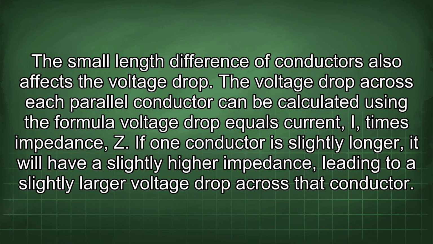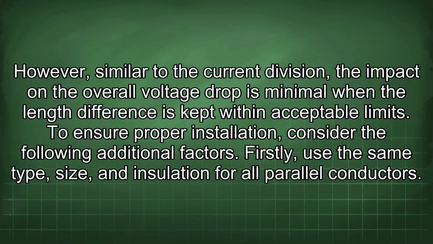The small length difference of conductors also affects the voltage drop. The voltage drop across each parallel conductor can be calculated using the formula voltage drop equals current I times impedance Z. If one conductor is slightly longer, it will have a slightly higher impedance, leading to a slightly larger voltage drop across that conductor. However, similar to the current division, the impact on the overall voltage drop is minimal when the length difference is kept within acceptable limits.